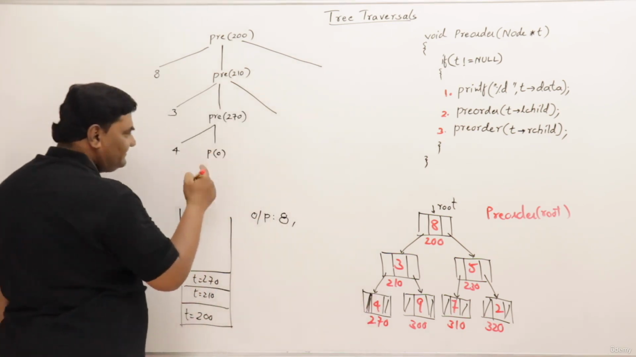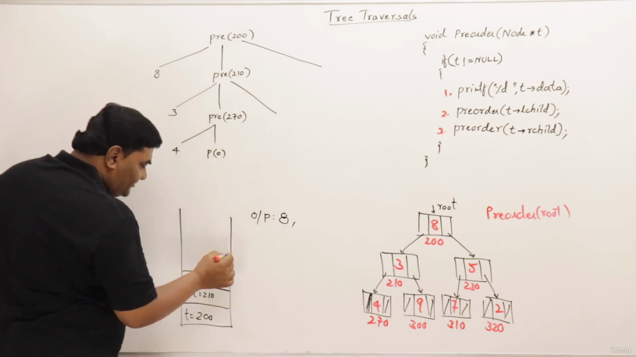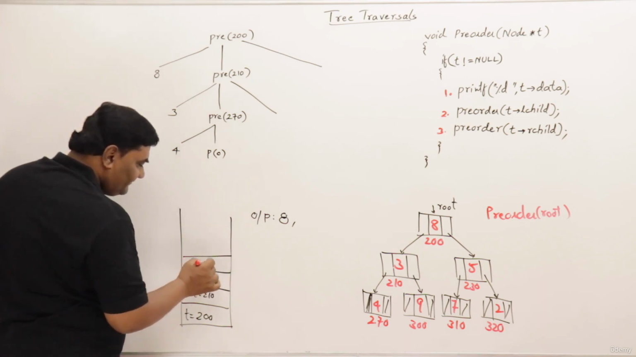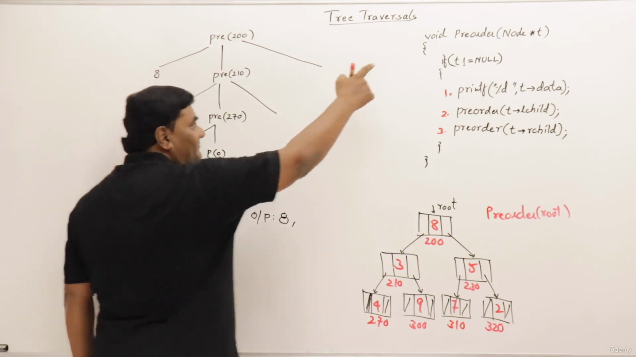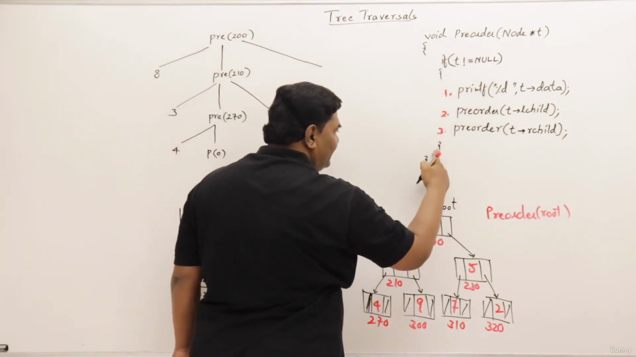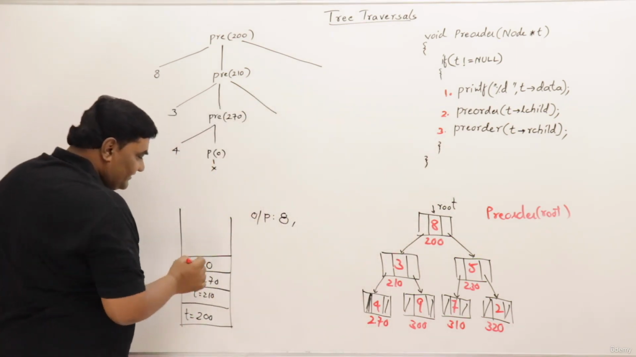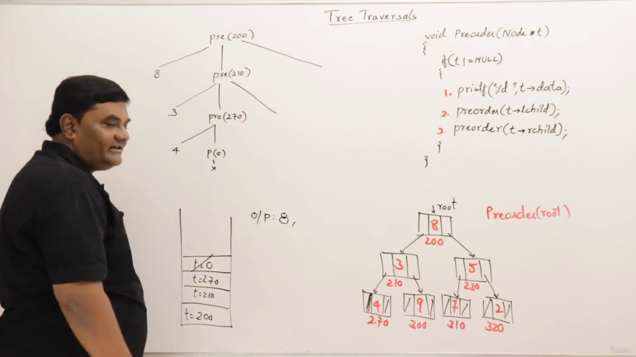This is null. I am writing P here for pre-order. Then again an activation record is created with null. Now this time T is null, so it will not enter into this if and ends. So this function terminates without doing anything, and its activation record is deleted.